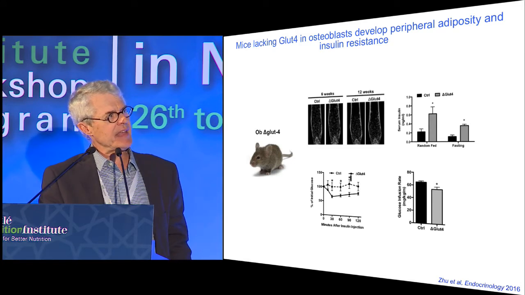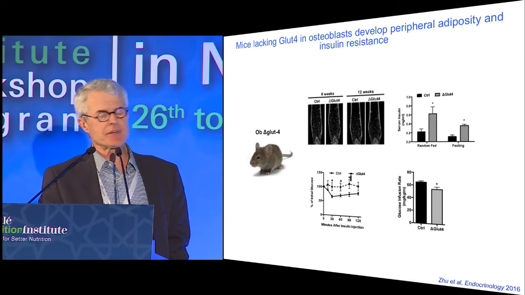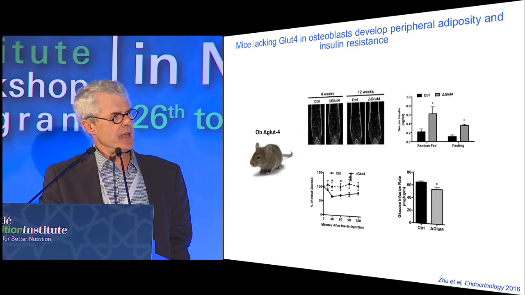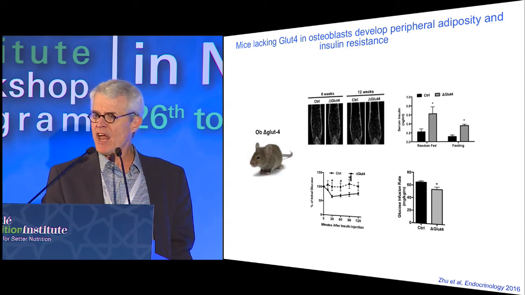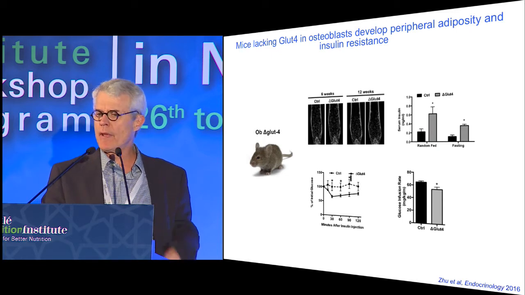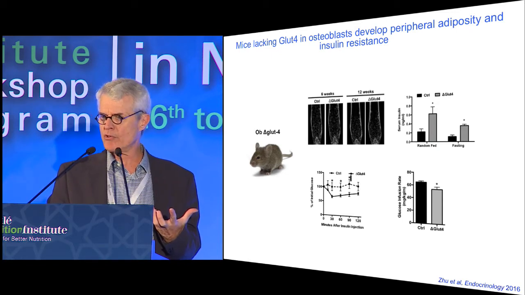but in fact, they gain weight too. So the mice develop peripheral adiposity. And in fact, if you do an insulin tolerance test, they become insulin resistant. And we did actually a euglycemic insulinemic clamp on these mice, and we got evidence for decreased disposal of glucose in these mice.